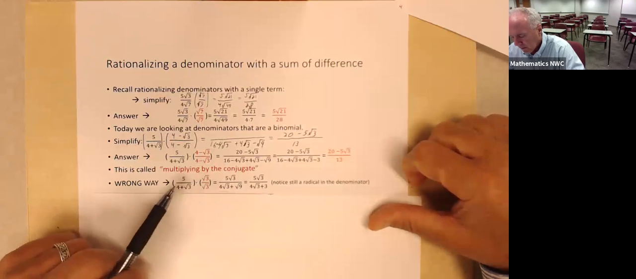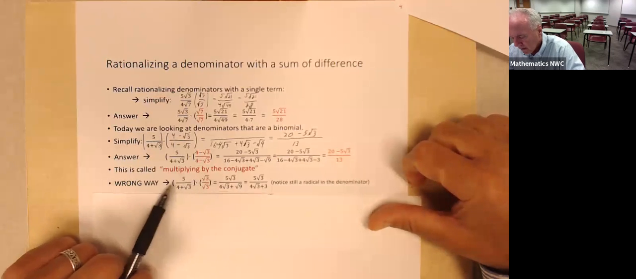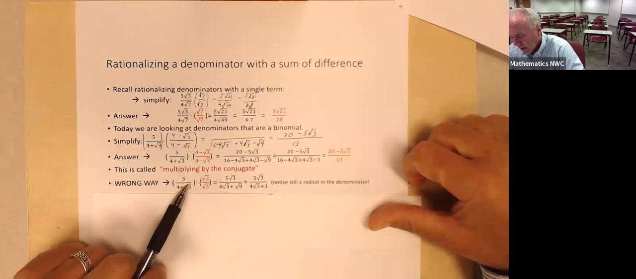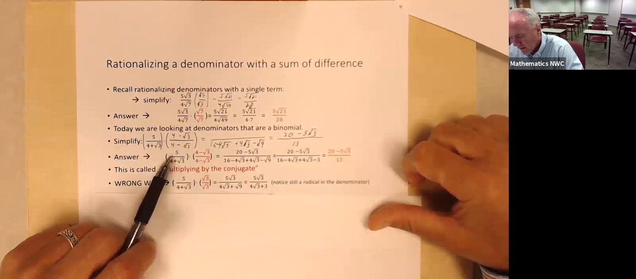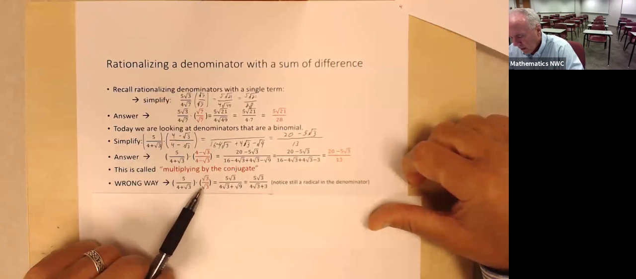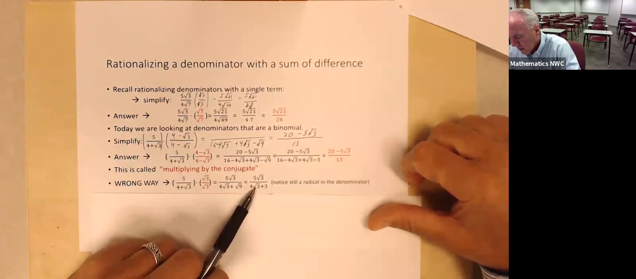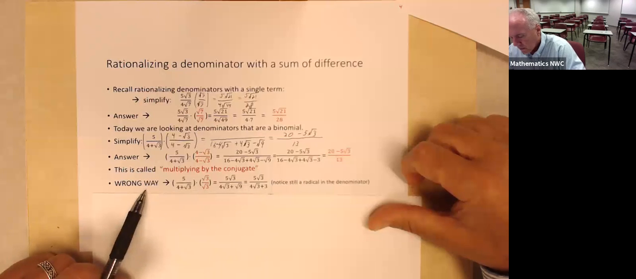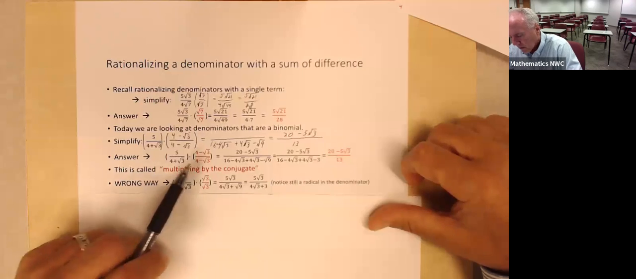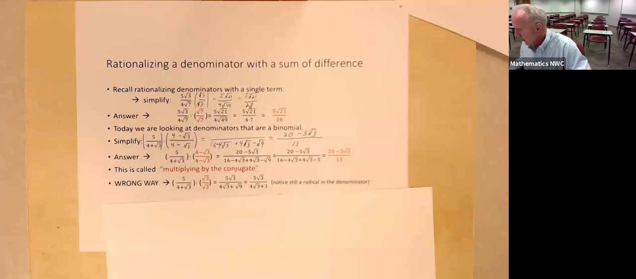A lot of people might have started with our first one, and they would have thought multiply by radical 3. This is the wrong way. Well, that would have gotten rid of that radical there, but notice it would have made a new one by the 4. And we would have still had a radical in the denominator. We did not reduce it. That's why it was the wrong way. We had to multiply by the conjugate.